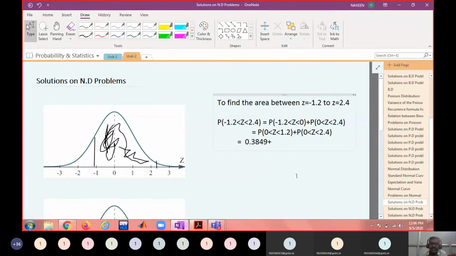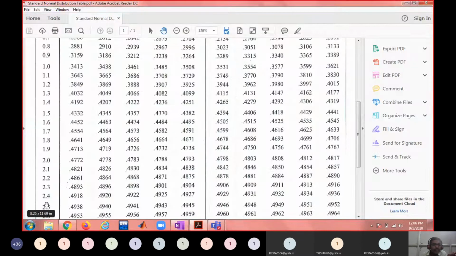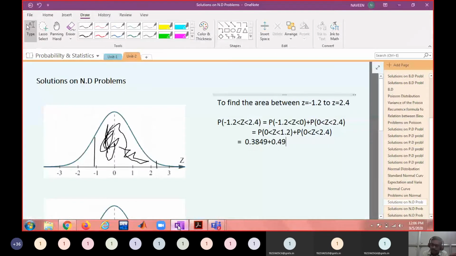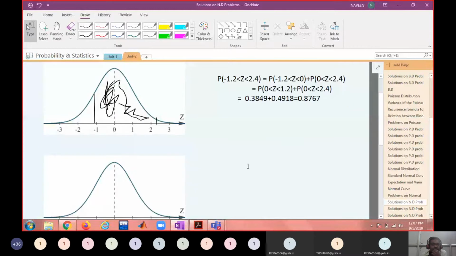Plus what is the next area? 2.4. The second decimal is not there, so you have to take 0. It is 0.4918. What is the total area? 0.8767. So that is how we compute the probability. Is this clear to all of you?